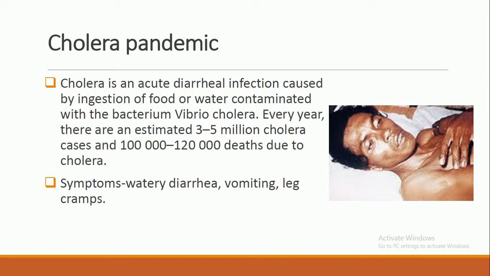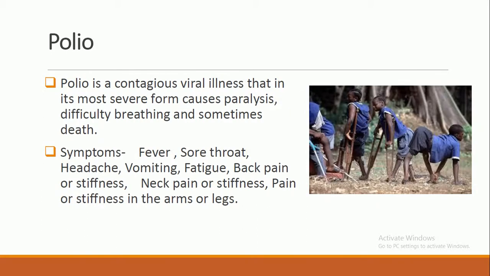Another infectious disease is polio. Polio is a contagious viral disease that, in its most severe form, causes paralysis, difficulty breathing, and sometimes death. Symptoms: fever, sore throat, headache, vomiting, fatigue, back pain or stiffness, neck pain or stiffness, and pain in the arms or legs.